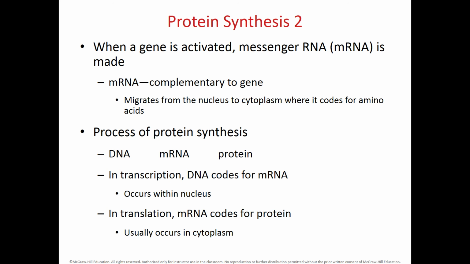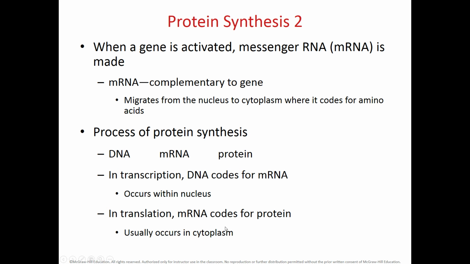Now, the process of making messenger RNA out of DNA is called transcription. And this happens within the nucleus. It's called the central dogma of biology. So out of DNA, you make a copy of messenger RNA, which we call transcription, and it happens in the nucleus. And then this messenger RNA will exit the nucleus and it will make proteins. And this will be called translation.